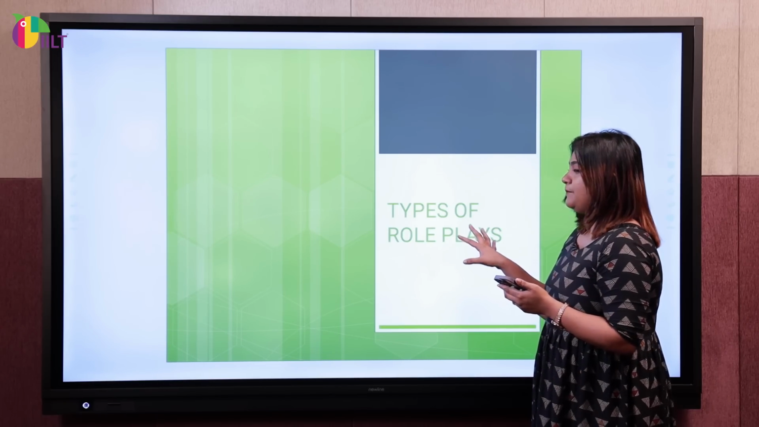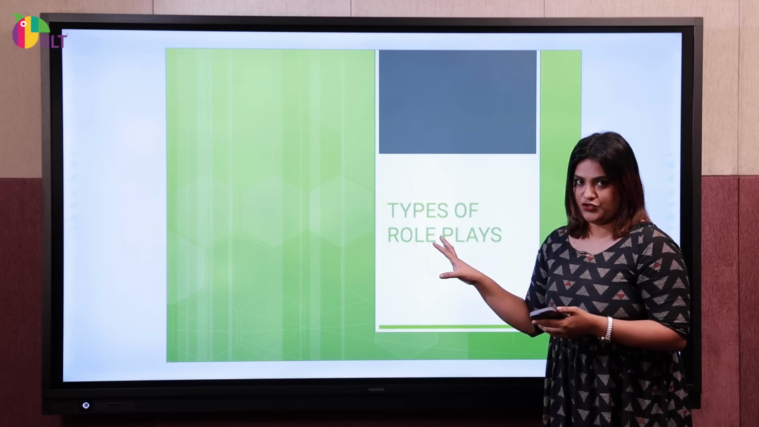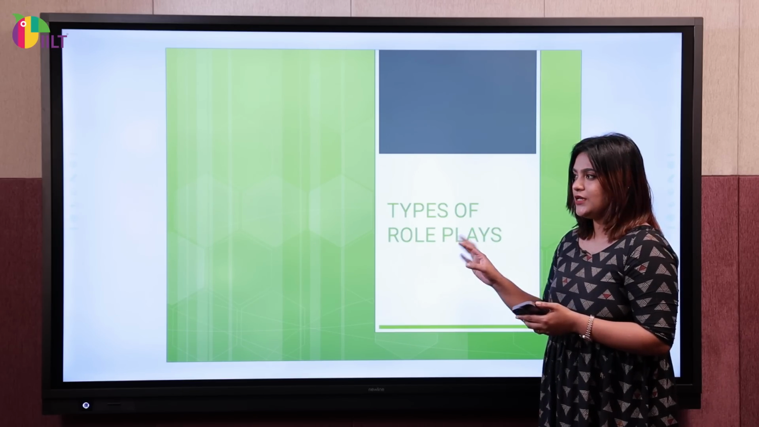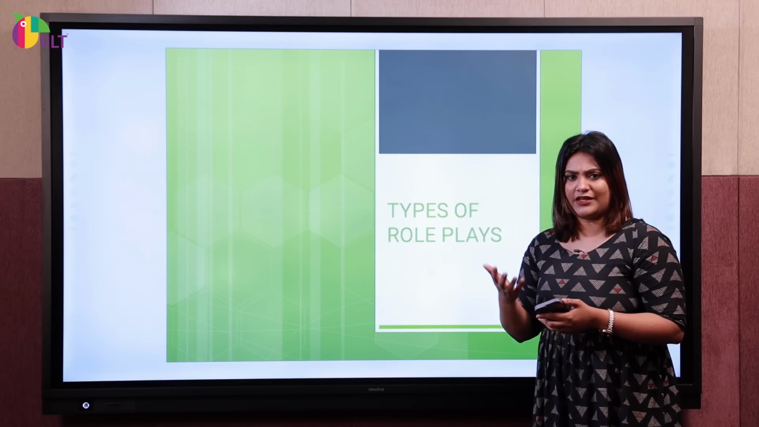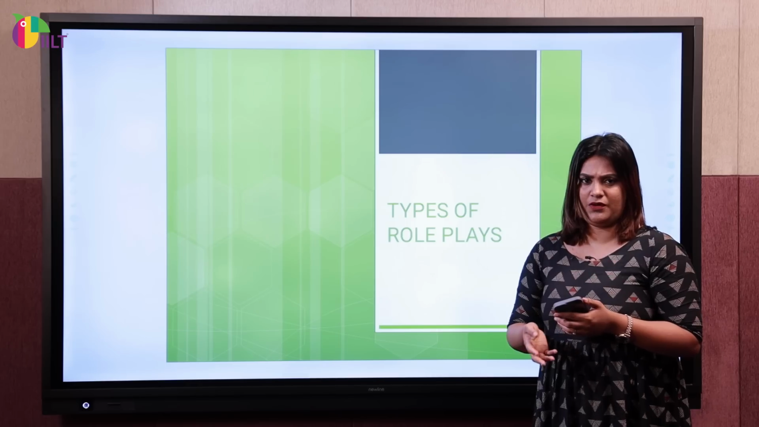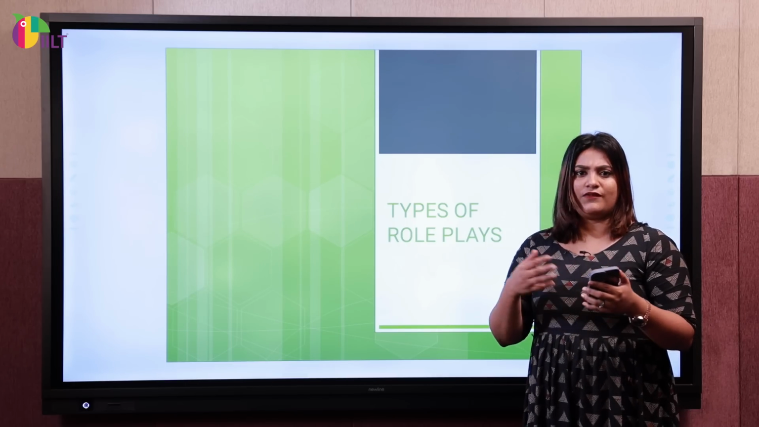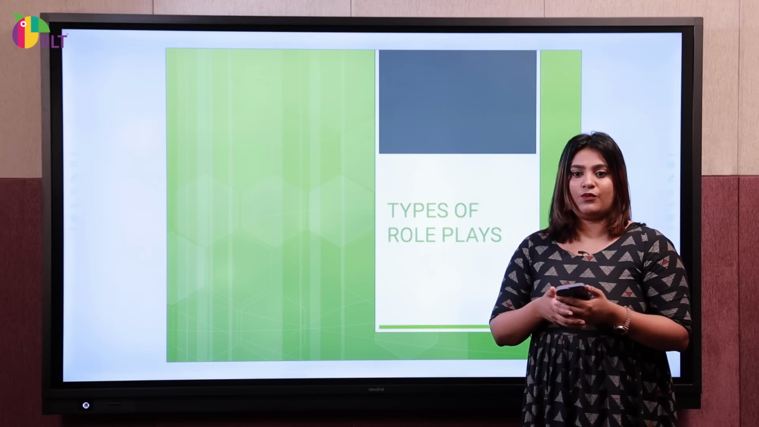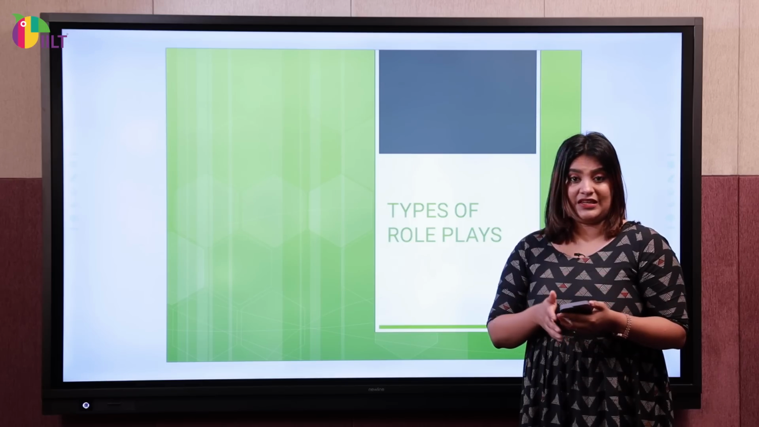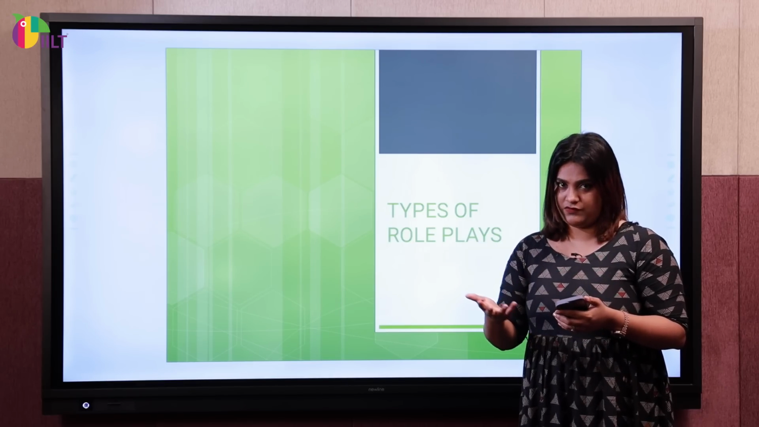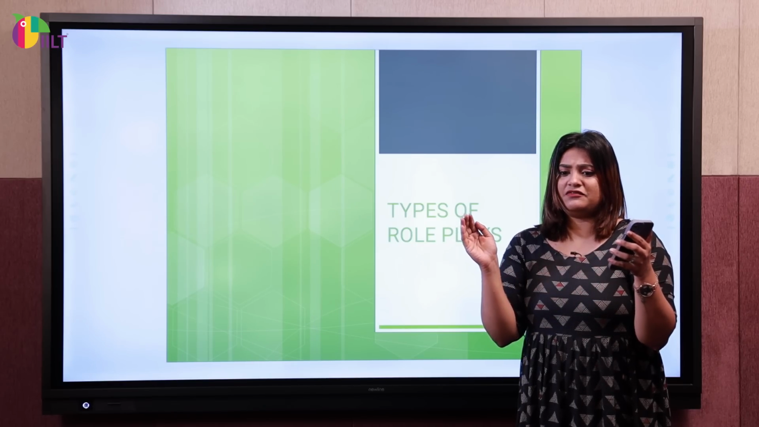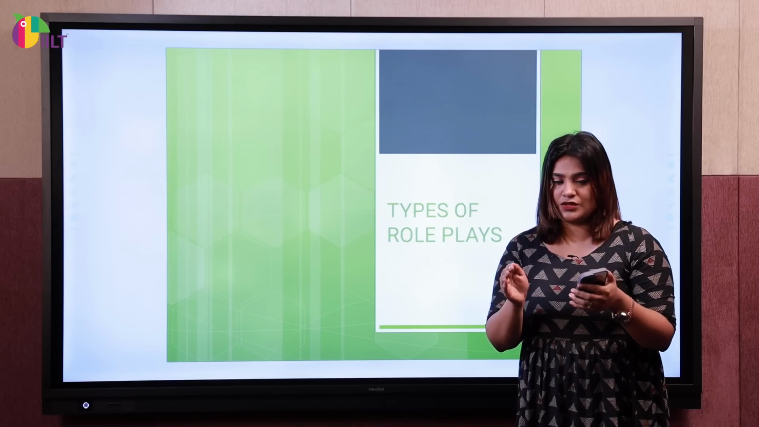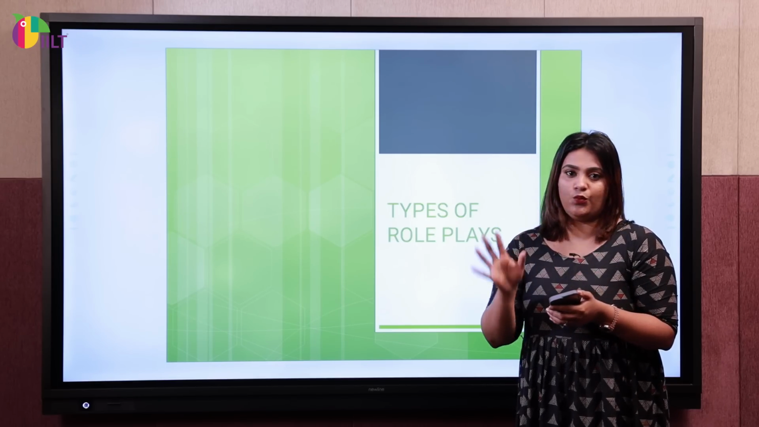As you can see, this is the main topic that we are going to deal with: types of role plays. So what are the common role plays that we see? We get cases like emergency department, community health center, school health nurse, mental health clinic, and skin clinic. So there are different settings that we deal with, right? It's a vast topic. We cannot confine it to a limited resource because it is really vast.